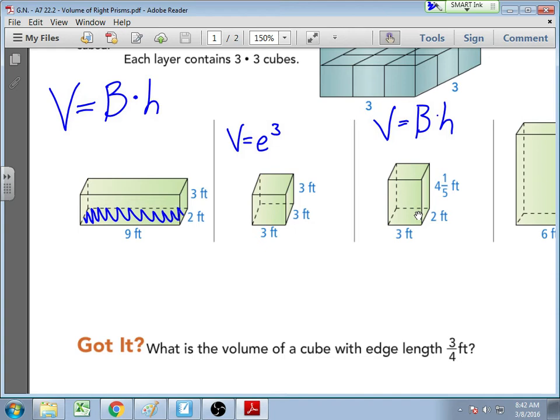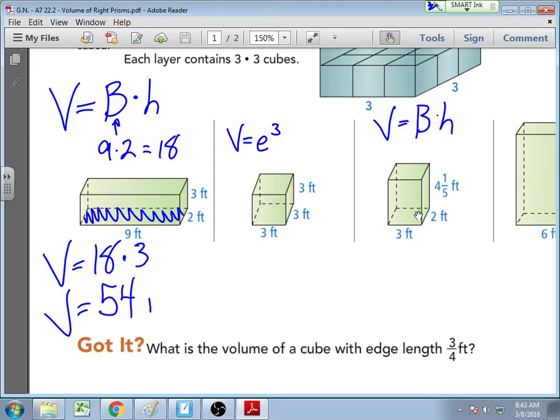So if I look at the base of my shape right here being that rectangle, I'm going to find big B as 9 times 2, which is 18. I'm then going to plug that in times the height of 3. And we see that our volume, well, we can break up 18 times 3. We can do 10 times 3, which gives me 30. And we can do 8 times 3, which gives me 24. So in total, we get 54 feet cubed.